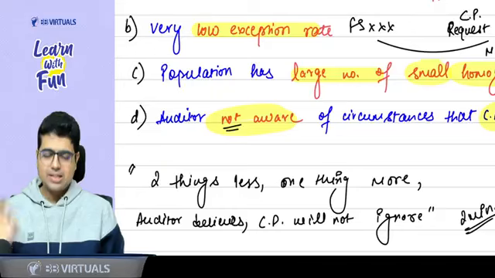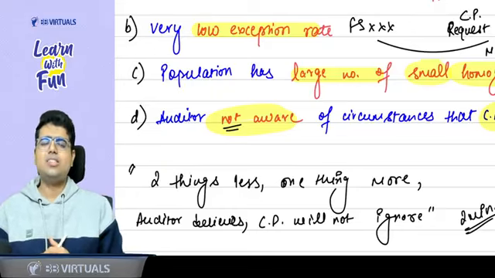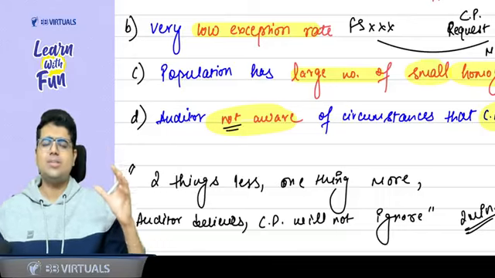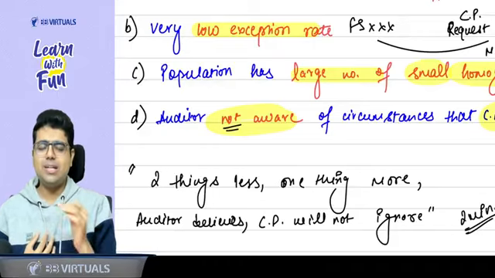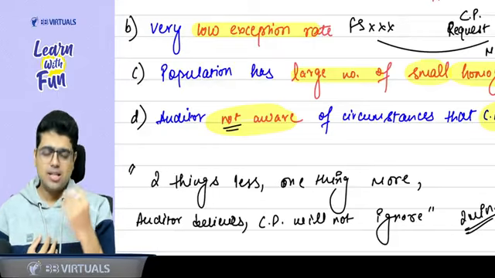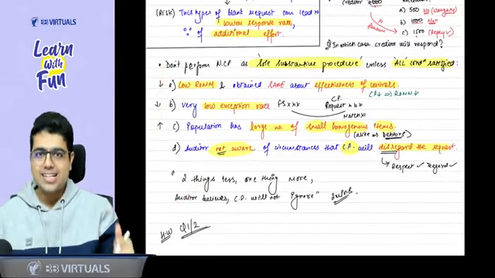Risk of material misstatement is less, exception rate is less. What is more, sir? A large number of small homogeneous items are there, and the auditor believes that the third party will not disregard the request. Clear everything? Yes or no?